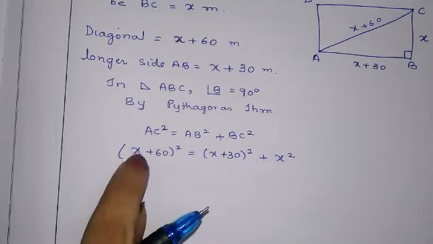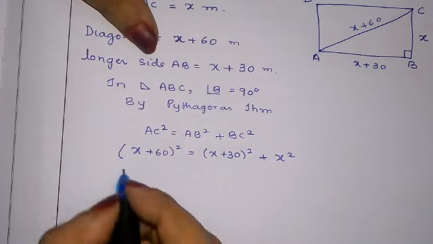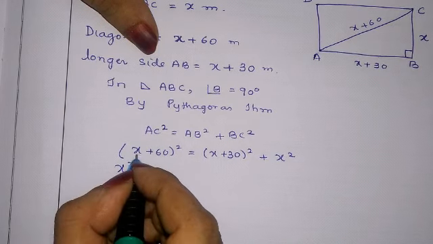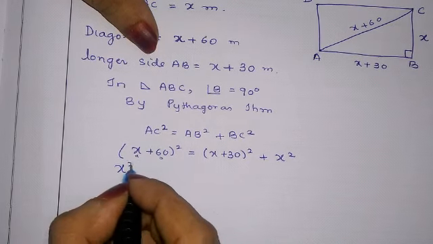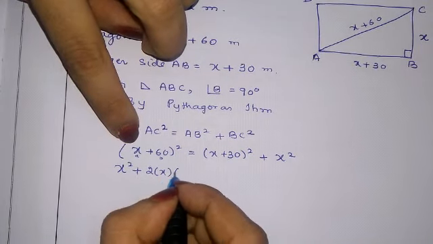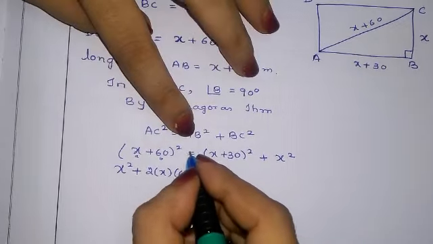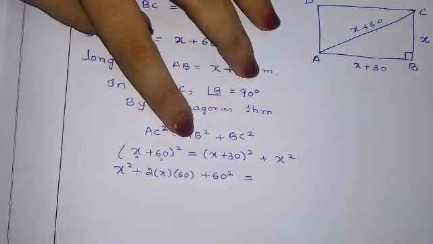Okay, we know this is the (a + b) whole square formula. (x + 60) whole square: we'll consider x as a and 60 as b. So a square plus 2ab, where a is x and b is 60, plus b square, 60 square, is equal to. The sign I will keep as it is.